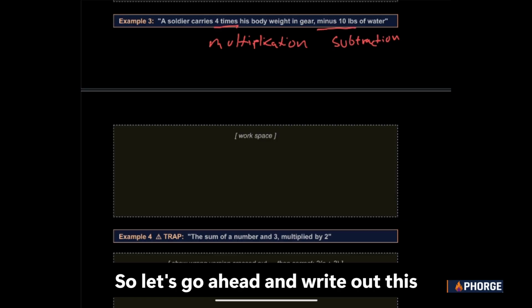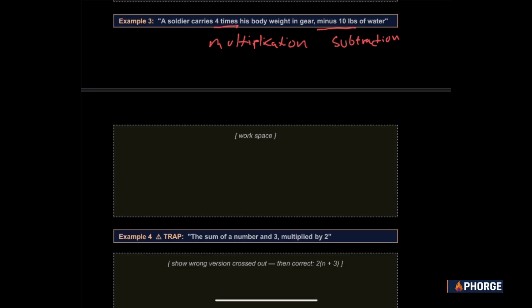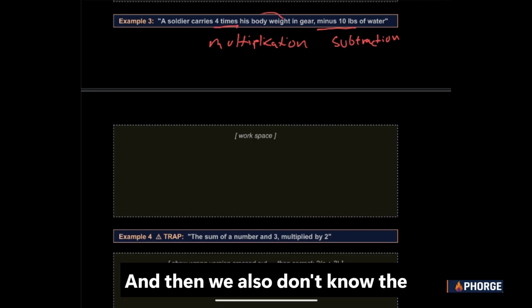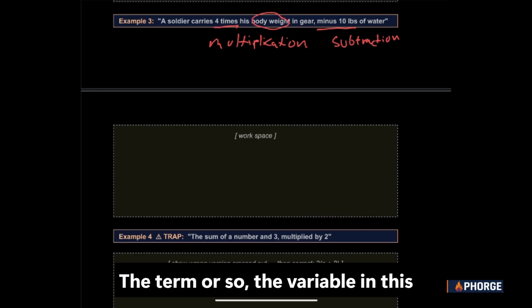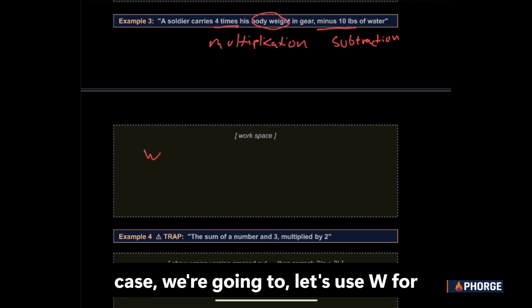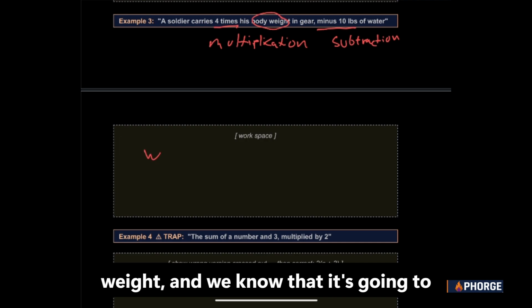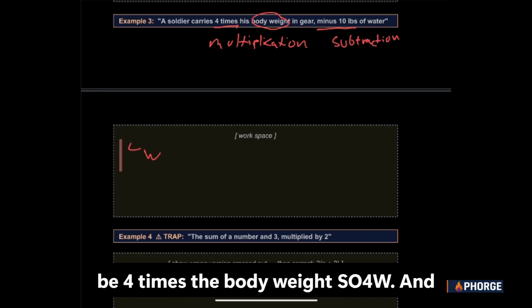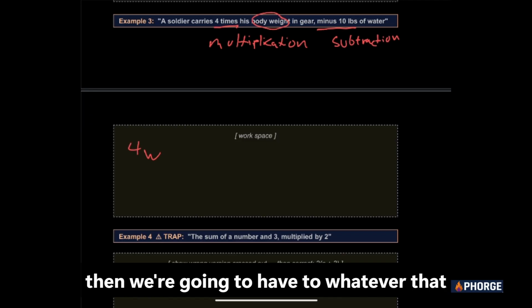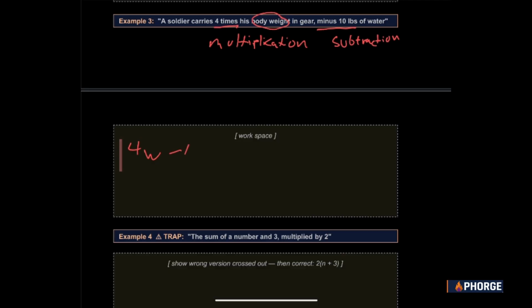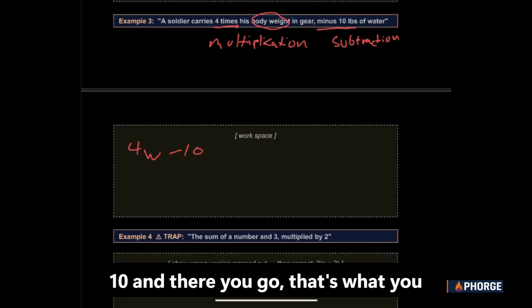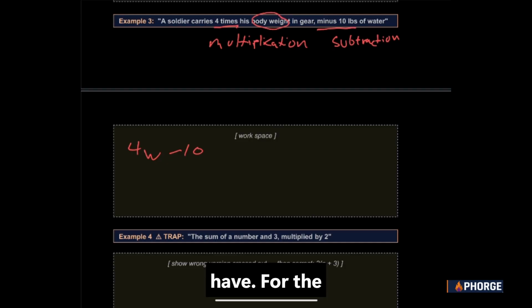So let's go ahead and write out this expression. And then we also don't know the body weight. That's not given. So the variable, in this case, let's use W for weight. And we know that it's going to be 4 times the body weight. So 4W, and then whatever that number is, we need minus 10. So minus 10. And there you go. That's what you have for the expression.